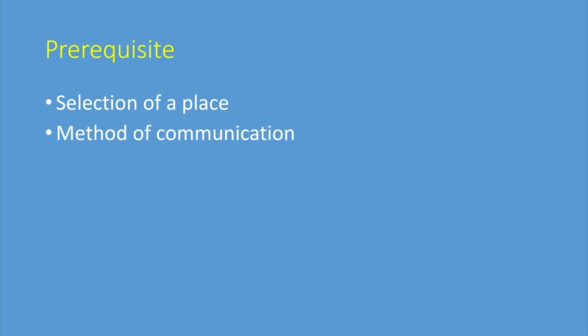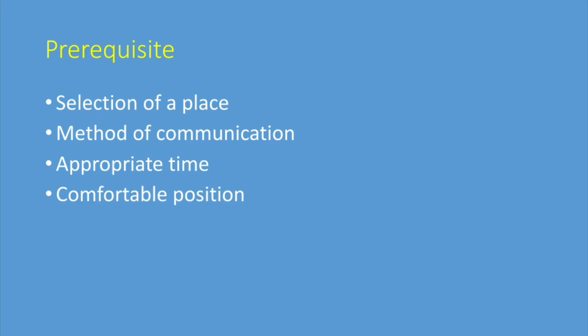And method of communication: we have to find a word or a sound or gesture, something that the child can use to communicate, and the adult should also communicate using the same word. Then we have to find the appropriate time in which the toilet training can be done. How to find out the appropriate time, we will see later in this video.